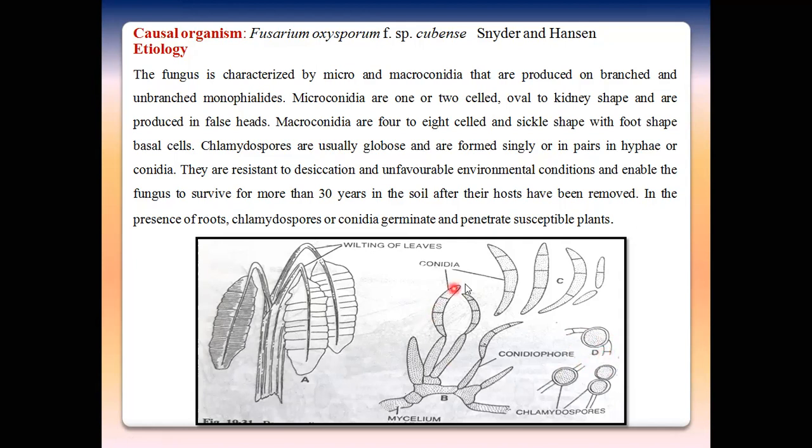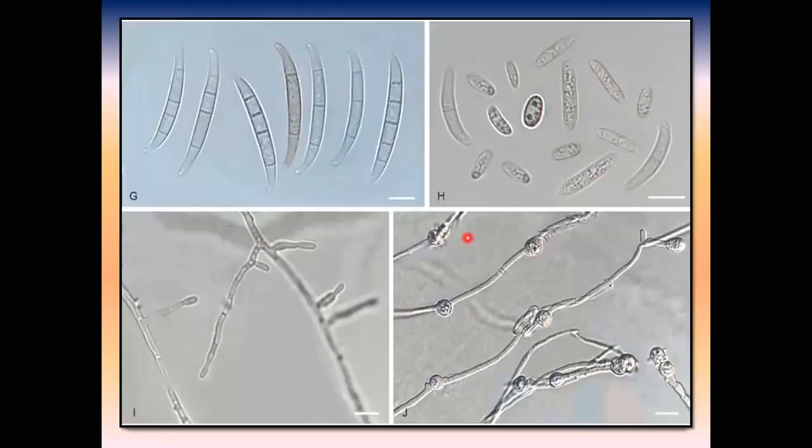So these are the etiological parts of Fusarium oxysporum forma species cubense. You see these photographs. This is the macroconidia, this is the microconidia, and this is the chlamydospores.